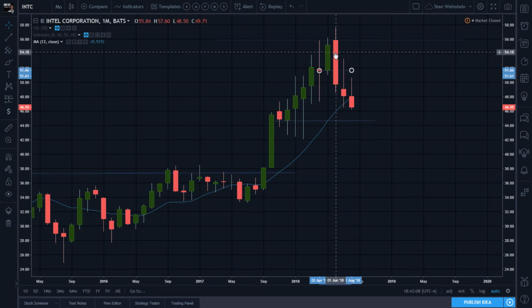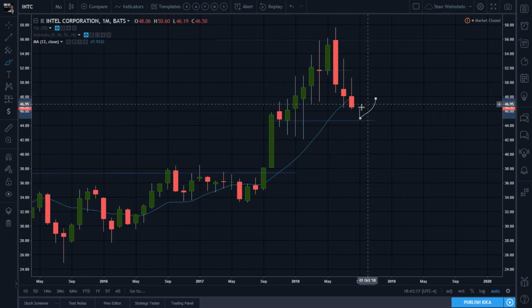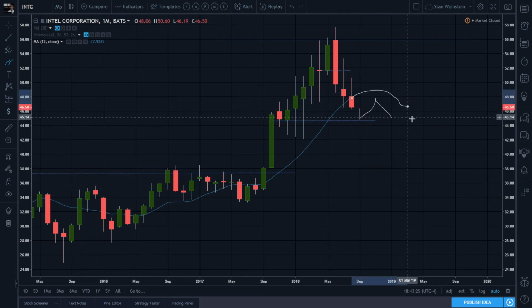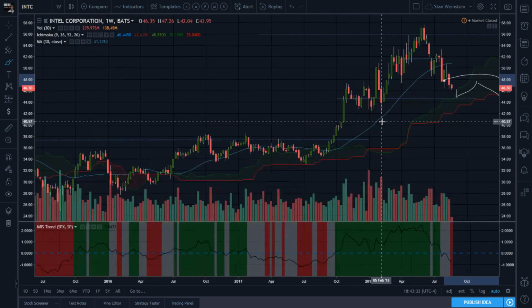So when I don't have a low yet or a close here, I draw my line here. So I'm maybe imagining a bounce here, going back up. But after that, you're going to start having price action under the 12-month moving average. It's going to start going like that. Maybe. All right, weekly. What are we dealing with, guys?